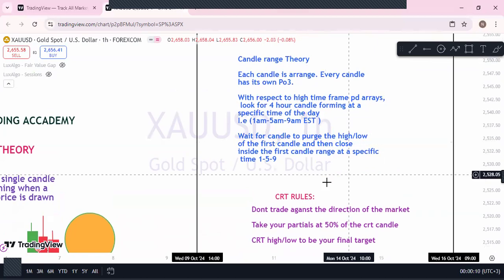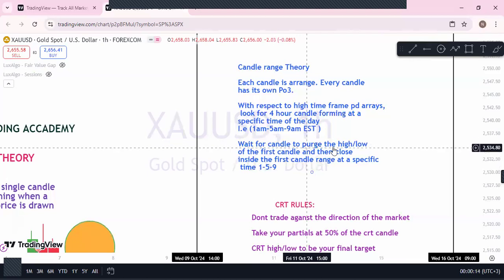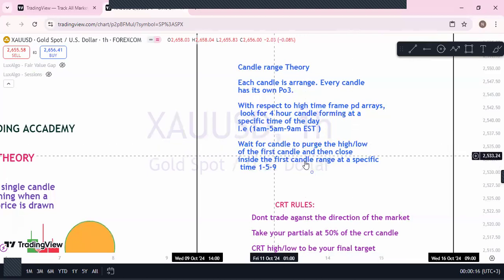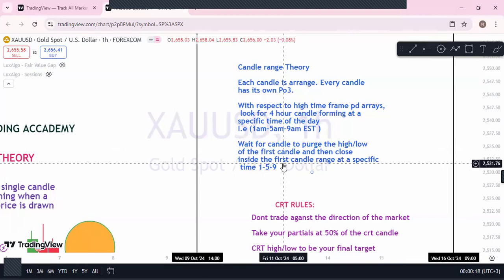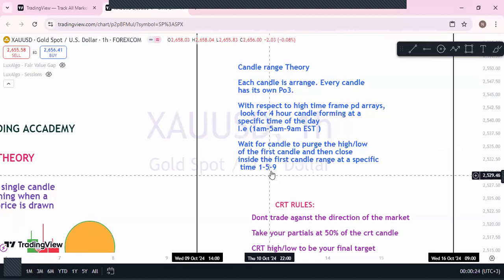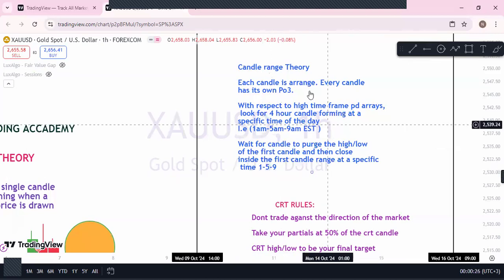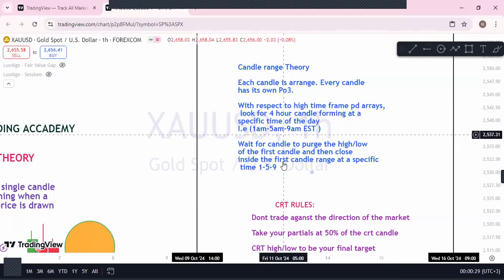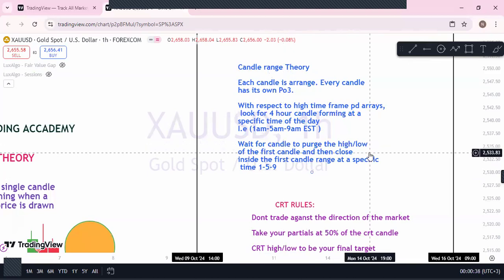What you need to do is wait for the candle to purge the high or low of the first candle and then close inside the first candle range at a specific time, that is at 1, 5, and 9. At this point, we are considering the 4-hour time frame, remember? So at 1, 5, and 9, this is only for the 4-hour time frame. As well, for the 1-hour time frame, you can also identify them. Mostly you can get one in the 1-hour time frame, and also in the 4-hour time frame, daily time frame, and weekly time frame.